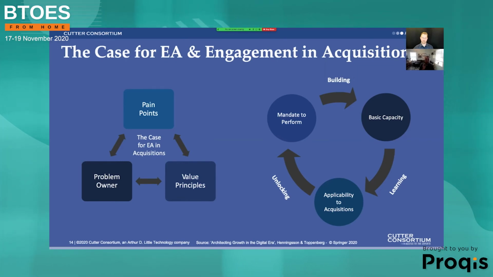Once you understand the interplay and interchange between all three of them, then you can look at to what degree EA is mandated to perform, and to what degree the acquisition team is potentially mandated to perform. You can start to build some basic capacities in your organization. You can start to address some of those pain points and start to learn, and then figure out how those are applicable to the acquisitions that are taking place in partnership with potentially your CIO, your CTO, or your COO or CEO, depending on your purview.